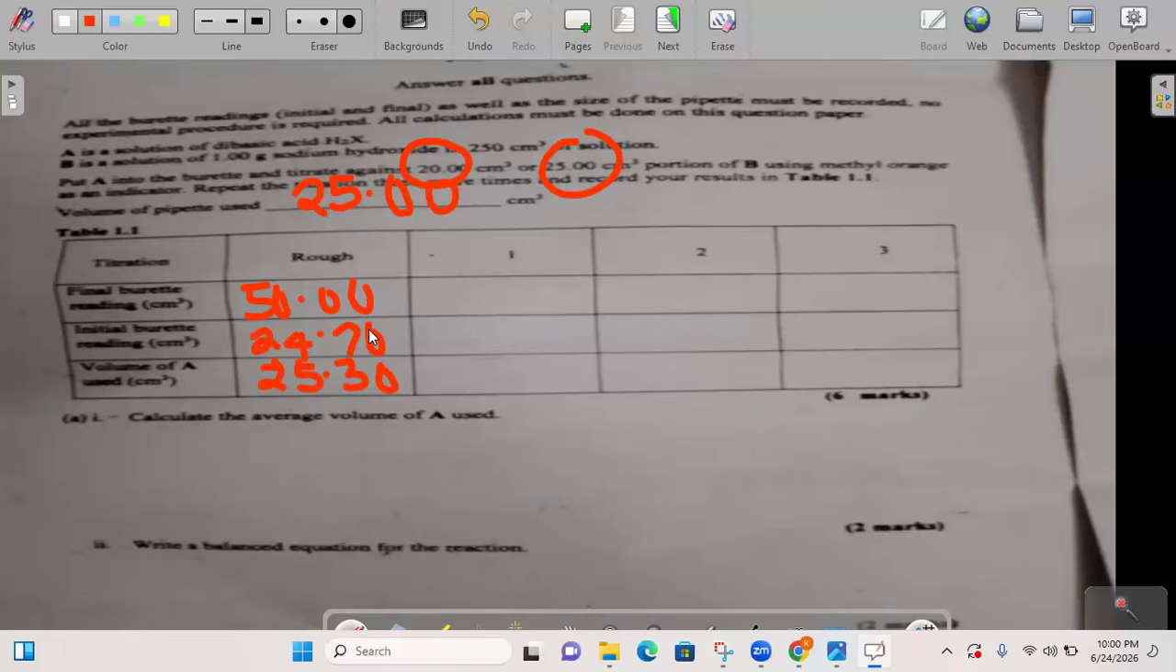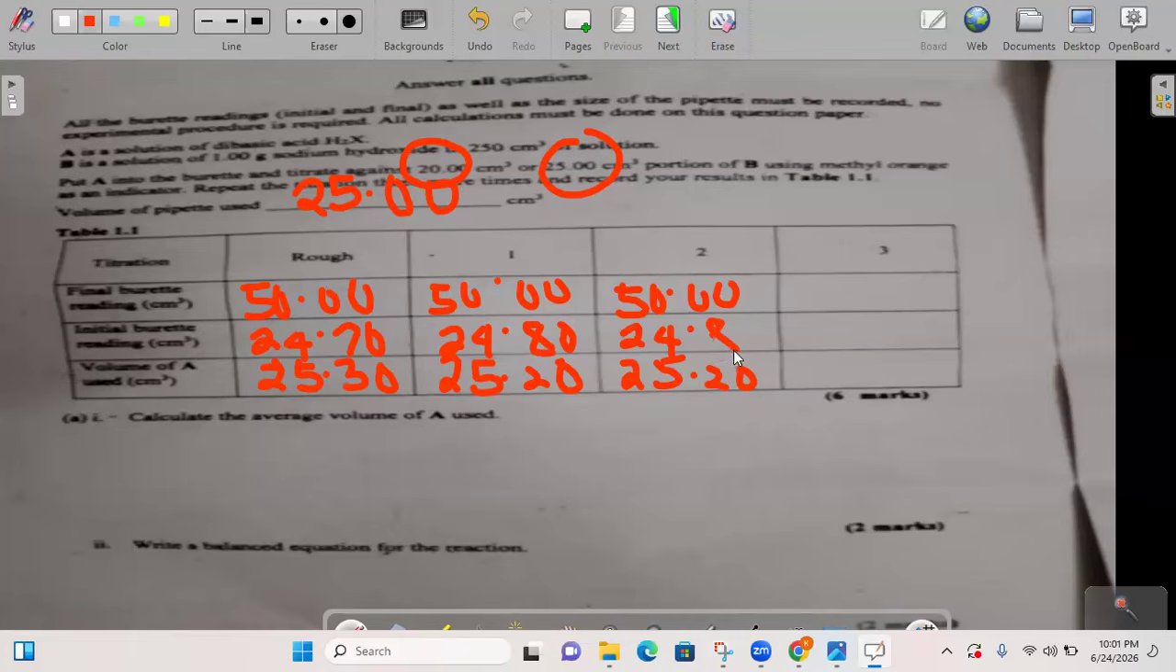Initial will give us 24.70. So I can also come here by writing 50.00. What I'm looking for is 25.20, I will write it there. Here will now give me 24.80. Here is 50.00, here is 25.20, here is 24.80. So the last one, I can still use any number. I can write here 25.20 and initial 0.00, which gives us 25.20. You see that?